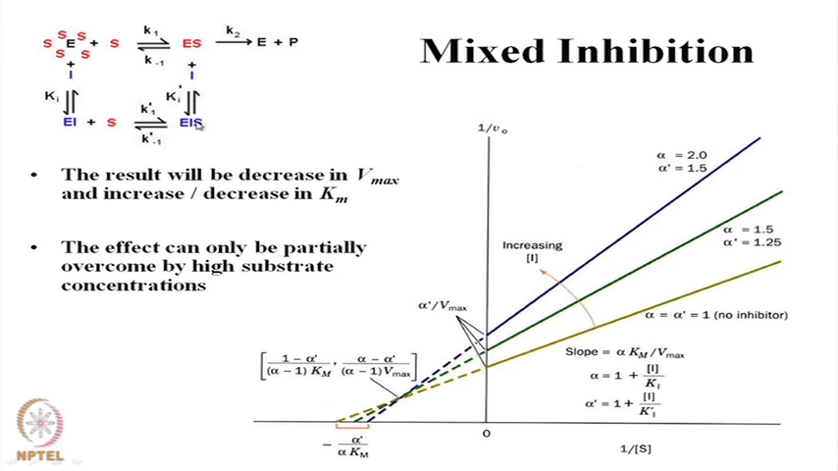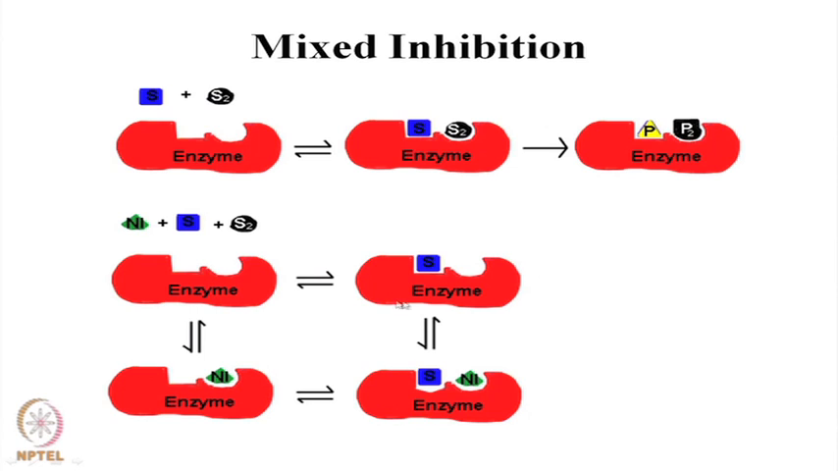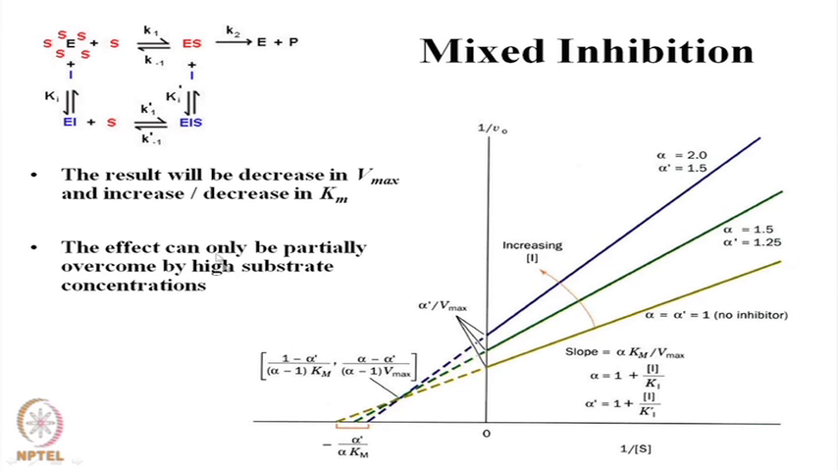In the presence of inhibitor, what is happening? Enzyme inhibitor substrate is in equilibrium with enzyme inhibitor, and enzyme inhibitor is in equilibrium with this one. So, this is the equilibrium scheme, as I have shown over here. These four species are in equilibrium. Now, there is one channel through which you can get your product. So, if you increase your substrate concentration to a huge value, then the possibility of this channel is increased a little, although these other steps are there. So, you can partially overcome the effect of this mixed inhibition by increasing your substrate concentration.